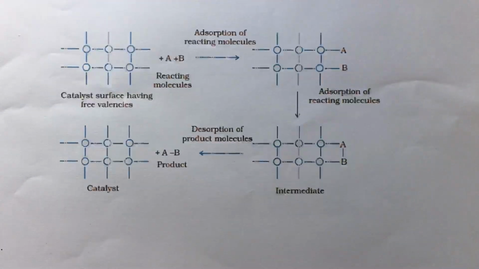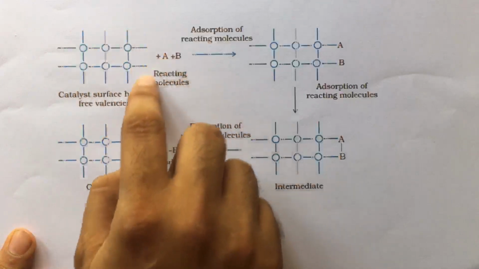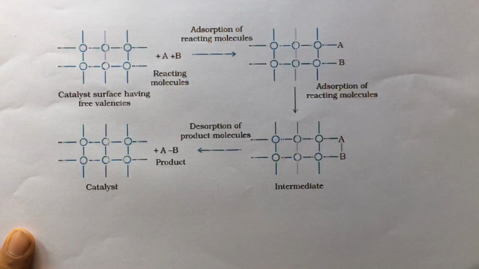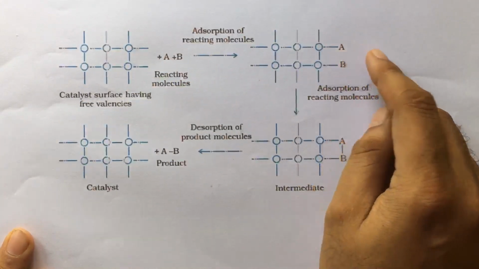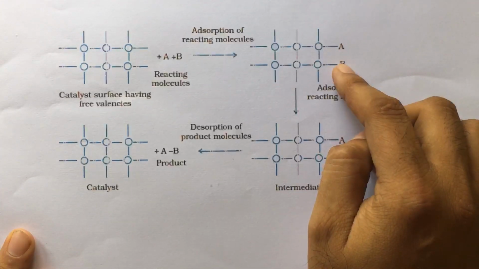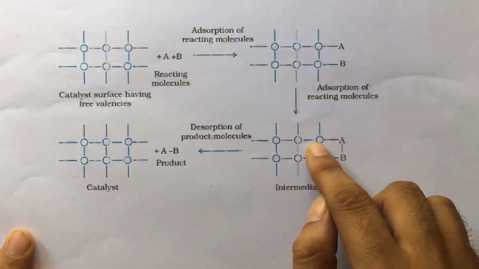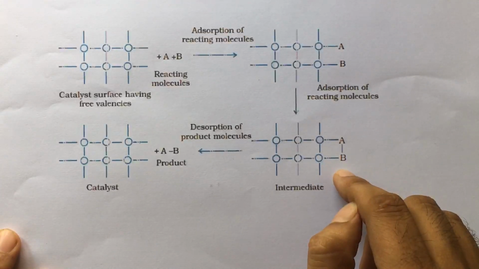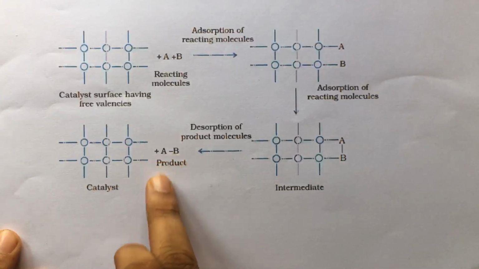I'll explain it, students. See, this is the catalyst. Since it is not bonded to anything, we call these free valencies. Catalyst surface having free valencies means it has not been attached to anything. A and B are the reacting molecules. They would come and be adsorbed onto the surface of the catalyst. Adsorption of reacting molecules takes place. Once the adsorption takes place, there would be formation of intermediate AB. We call this an intermediate. Now we can see the catalyst, A, B and the catalyst valency has been attached. What do we call this? Intermediate. Once this is formed, there is disruption, so AB is removed away and the product is diffused back.